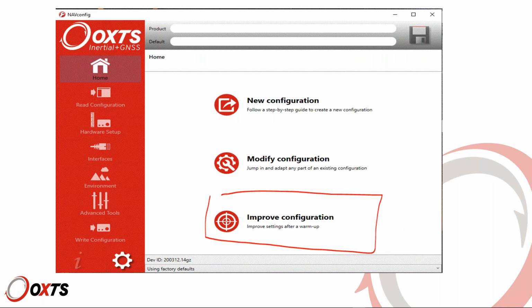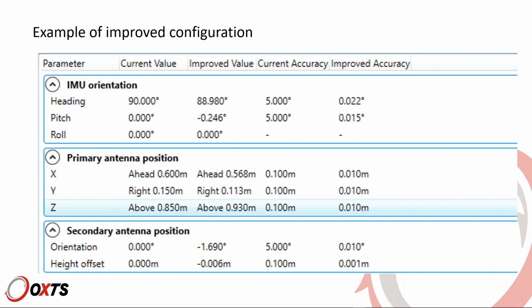So like I mentioned, in NavConfig there is the improve configuration tool, the button that you can click on, and that will take you through the procedure of uploading improved settings that you can have following a full warm-up. And this is an example of what the automatic tool can do for you. So you start from, say, round numbers, you see 90 degrees heading and so on, and the system will correct that, as you can see, to very small angles, a 0.24, say, angle, and also look at the level of accuracy.